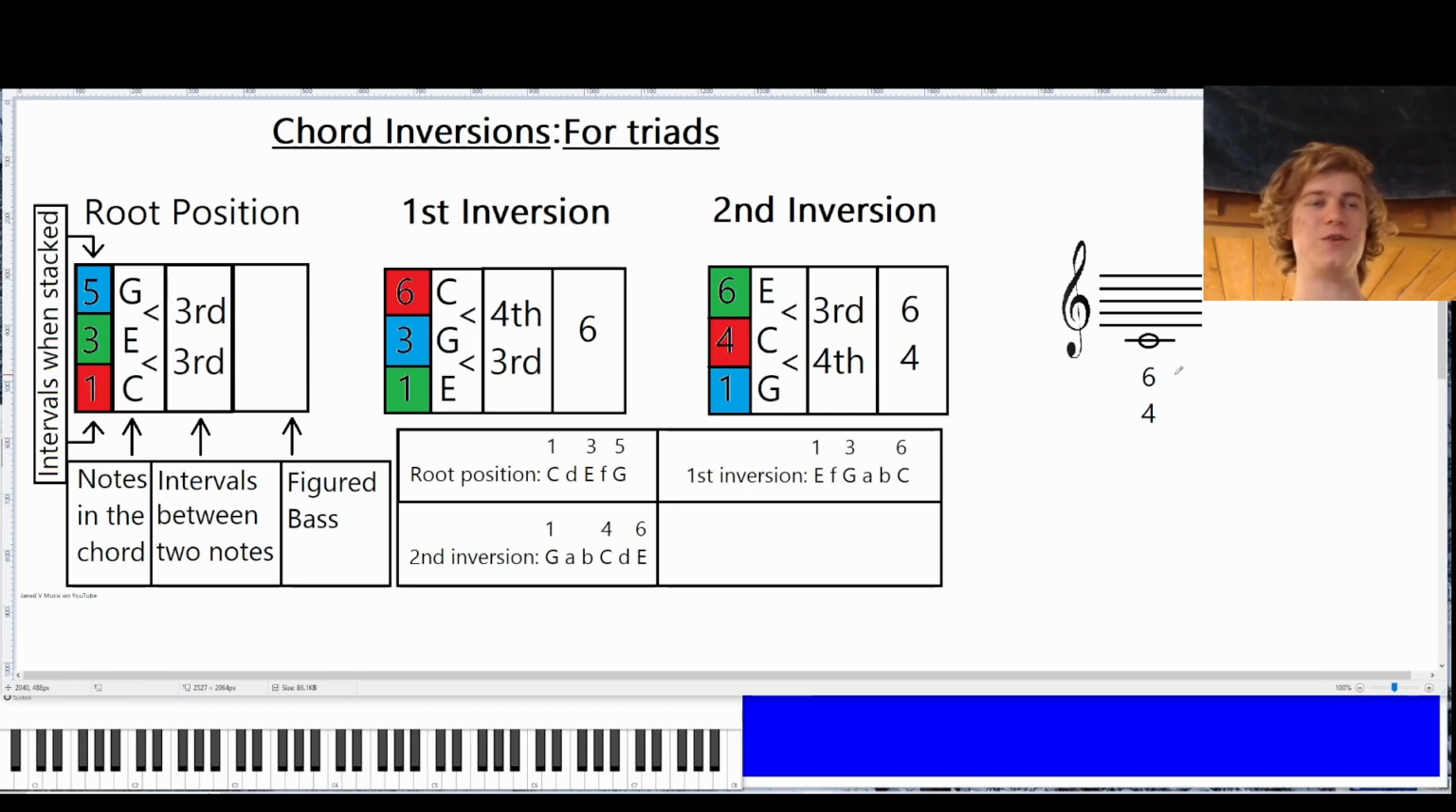That's it for this video. My next video is going to be chord inversions for 7th chords. Things start to get really interesting because when you have those four different notes, you have one more option, a 3rd inversion. But also something interesting happens when you start inverting 7th chords. So be sure to check that out in my next video.